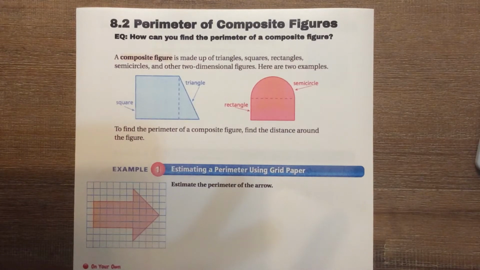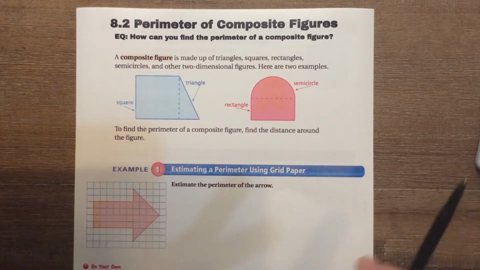Hey class, I'm going to talk about section 2 from chapter 8, and it's about finding the perimeters of composite figures. Essential question: how can you find the perimeter of a composite figure? And it helps to know what a composite figure is. A composite figure is made up of triangles, squares, rectangles, semicircles, and other two-dimensional figures.